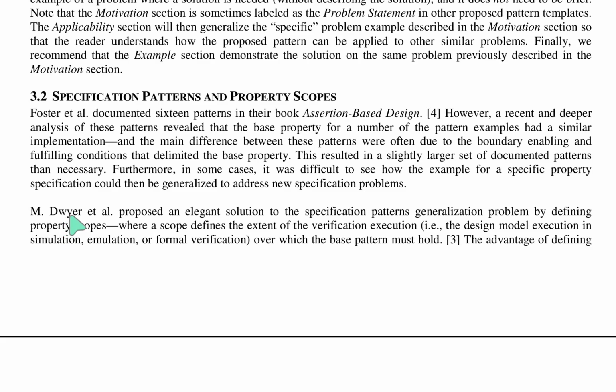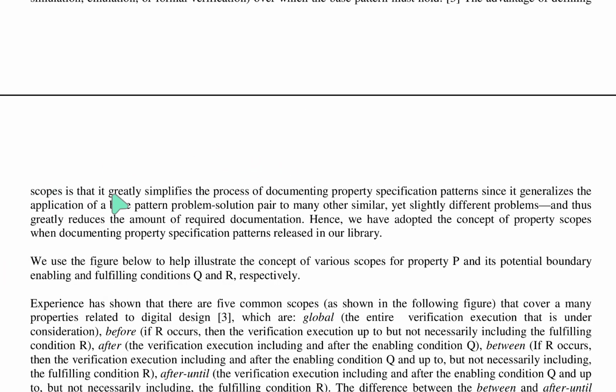M. Dwyer et al. proposed an elegant solution to the specification pattern generalization problems by defining property scopes, where the scope defines the extent of verification execution, that is, a design model execution in simulation, emulation, or a formal verification over which the base pattern must hold. The advantage of defining scope is that it greatly simplifies the process of documenting property specification patterns.